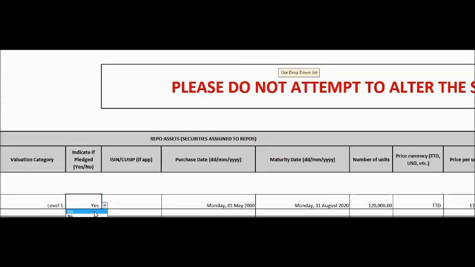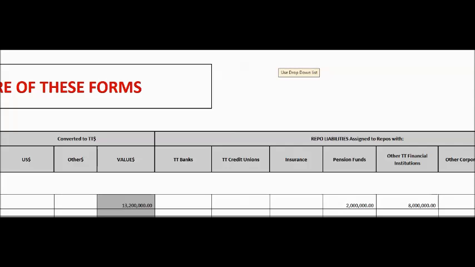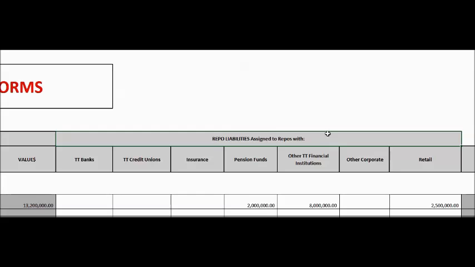The repo liability section of this form captures information on the type of persons that have invested in repos sold by the broker-dealer. It groups these persons into the following categories. TT banks. The broker-dealer is required to state the total value of its repo liabilities to commercial banks licensed under the Financial Institutions Act 2008.